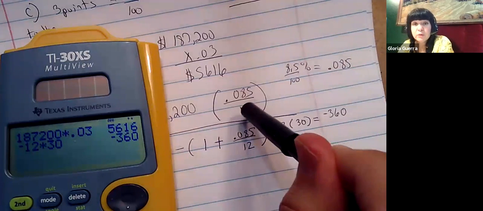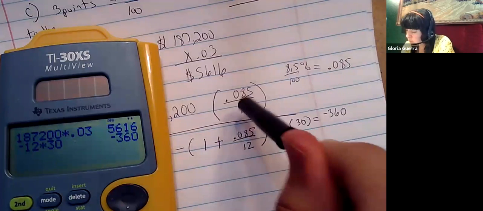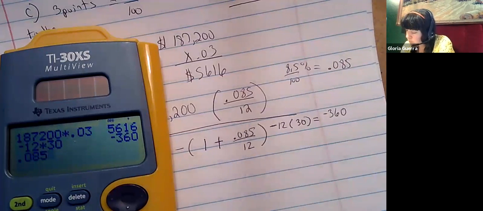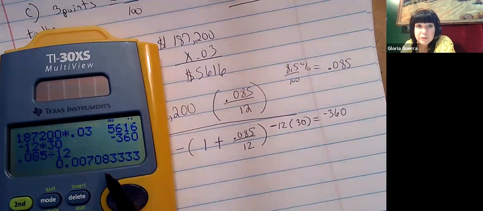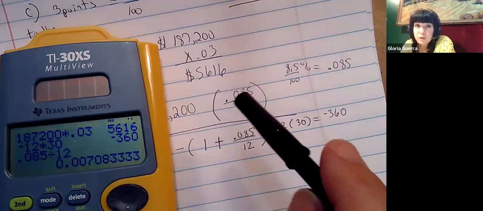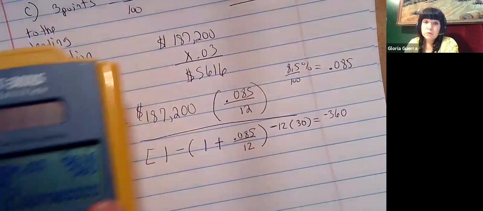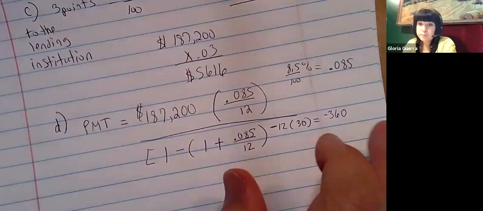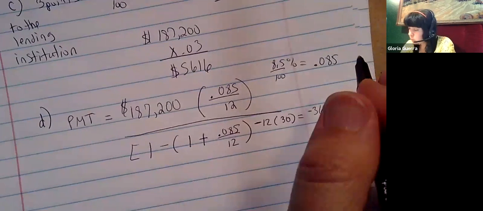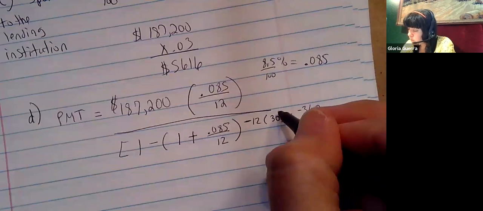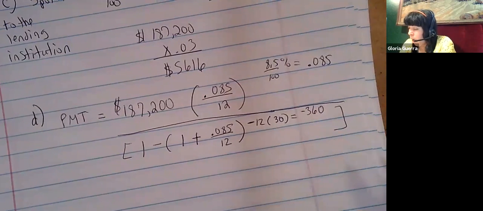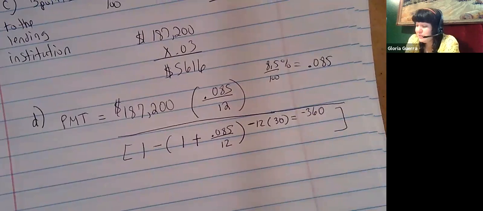Okay, now let me see if this terminates. 0.085 divided by 12. Ooh, it doesn't. See how that's repeating? So that means you have to work with that. You cannot terminate that on your own. You get round off error. So let's see. Close this bracket. Okay, excuse me, I'm sorry. Okay, so let's practice this.